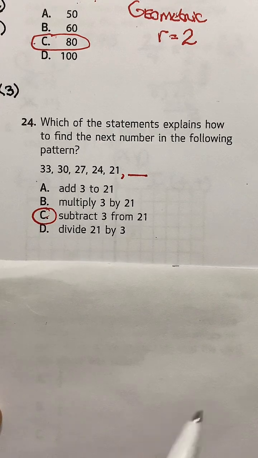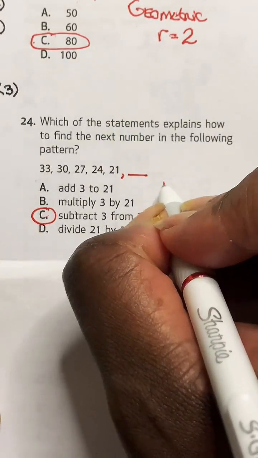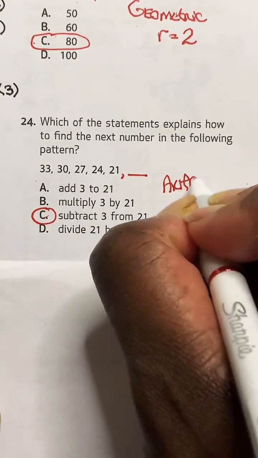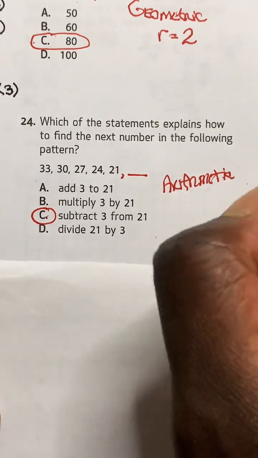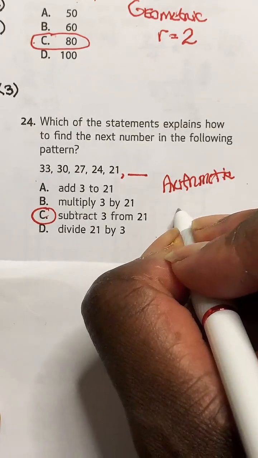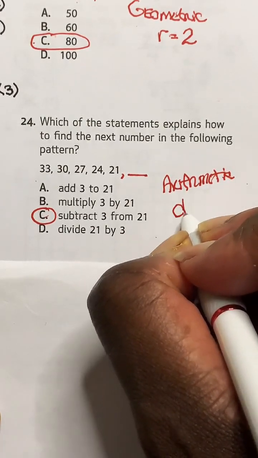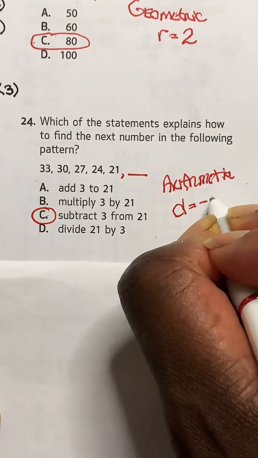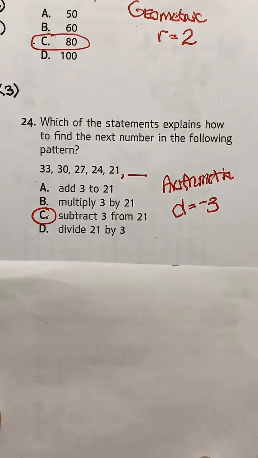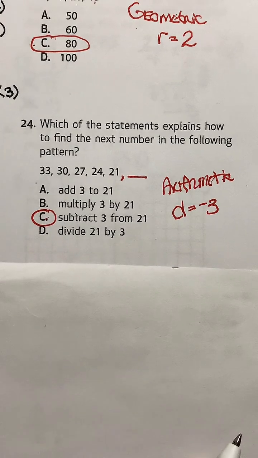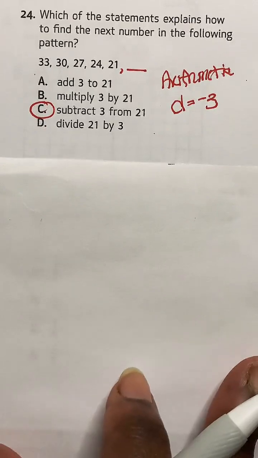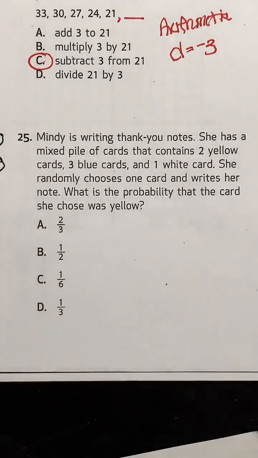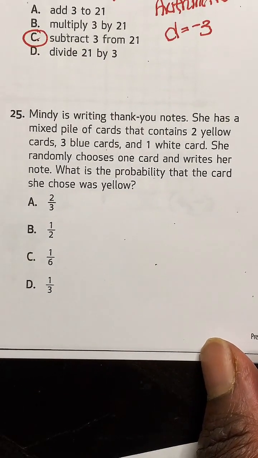There you go. So this is your arithmetic sequence. Always spell it wrong. Because I have a common difference, and my common difference is -3. All right. Easy peasy lemon squeezy.